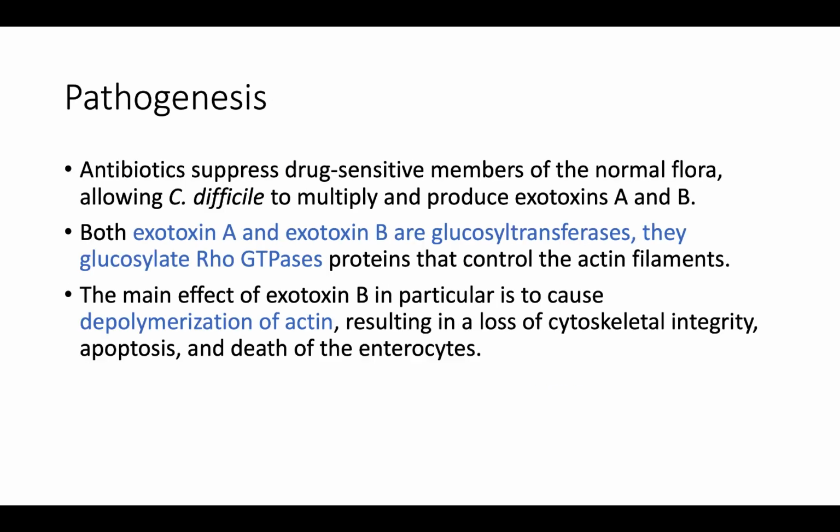So pathogenesis: antibiotics suppress the drug-sensitive flora, and then C. diff will multiply, producing its exotoxins. What are these exotoxins? There are exotoxin A and B. Both are glucosyltransferases. They glycosylate Rho GTPases. This is a very common mechanism for acting on the elements that regulate the cytoskeleton of the cell. You will see Rho GTPases again. The main effect of exotoxin B in particular is to cause depolymerization of actin, resulting in the death of enterocytes.